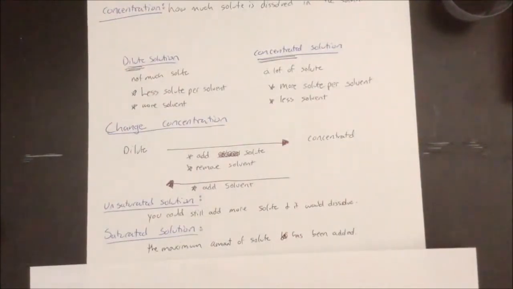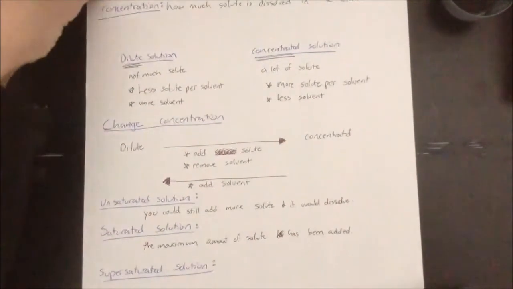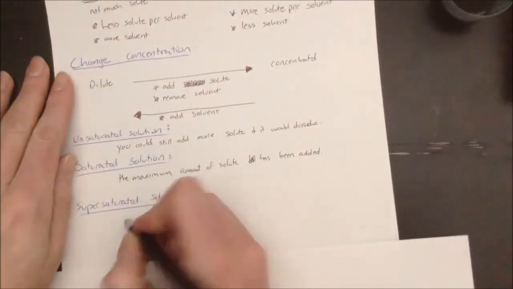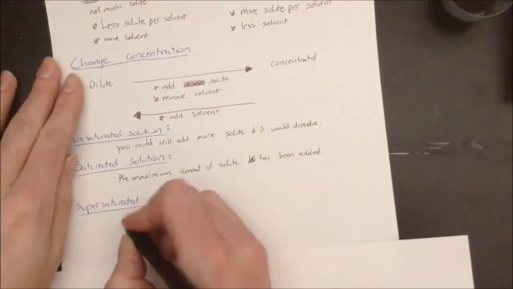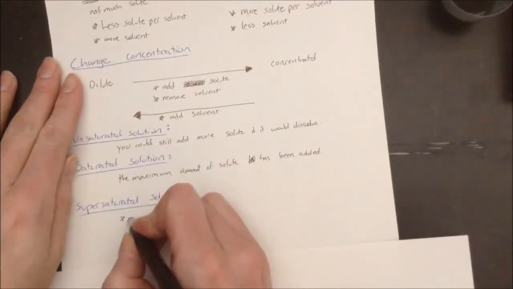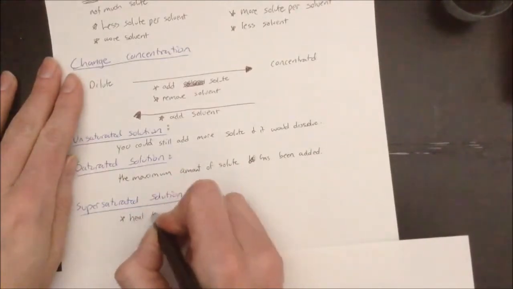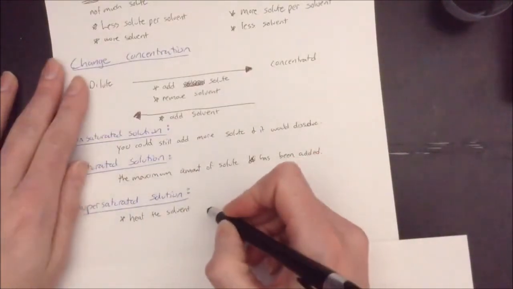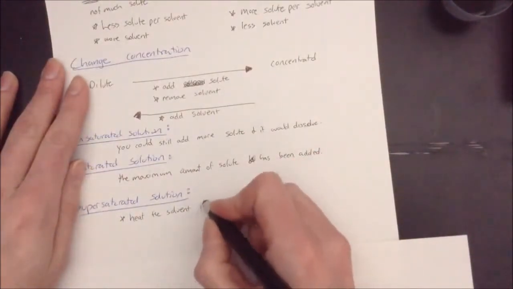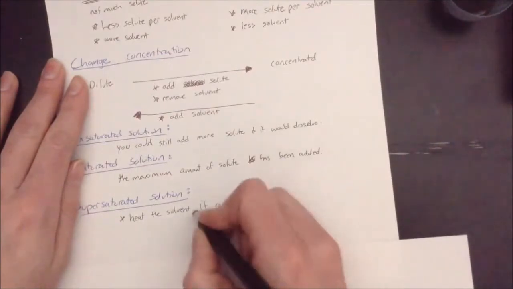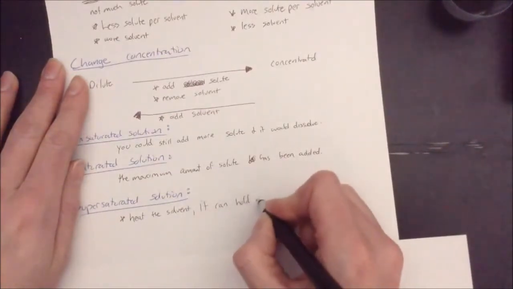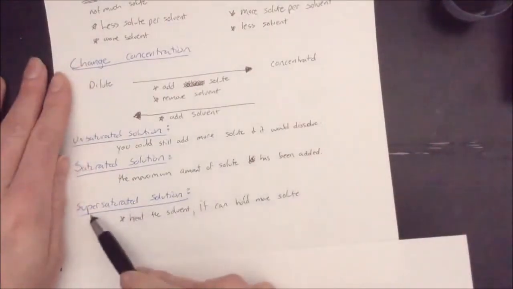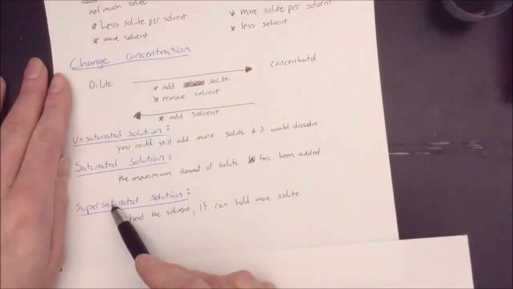If you want to dissolve more of it in the water and make a supersaturated solution, what you have to do is you have to change the water, generally by heating it up. If you heat the solvent, often it can hold more. Sometimes it's cooling the solvent, but if you heat the solvent, it can hold more solute.